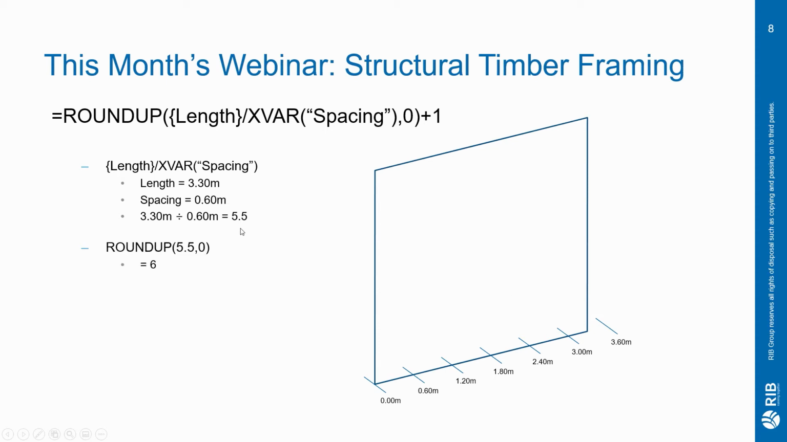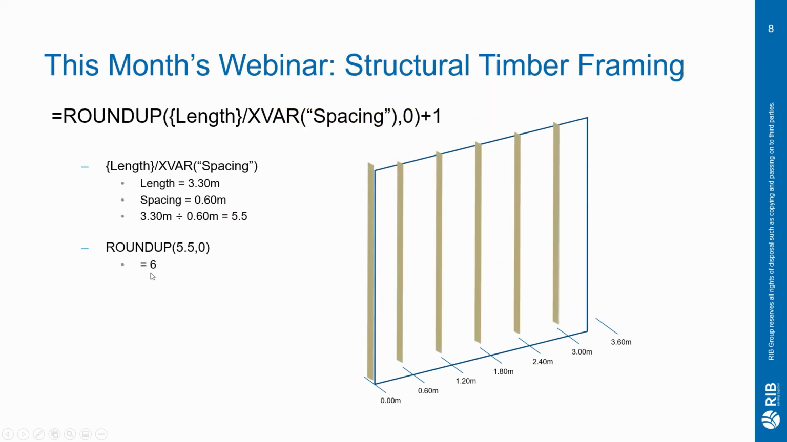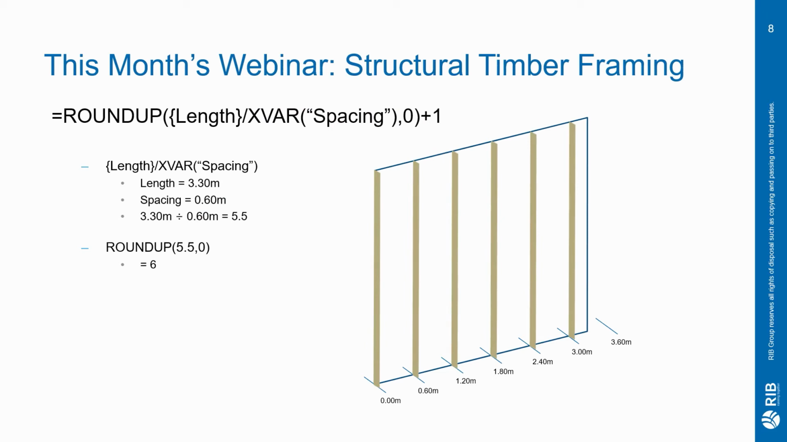Obviously we don't have half a stud, so if we round that up, that gives us a total of 6 studs, which if we put those onto my little drawing there, 1, 2, 3, 4, 5, 6, gives us the number of studs at the full spacing of 600 millimeters. So if we add 1 to the end of the formula, that gives us the intermediate stud in this case, not quite the full 600 mil, but we need a stud at the end of the wall.